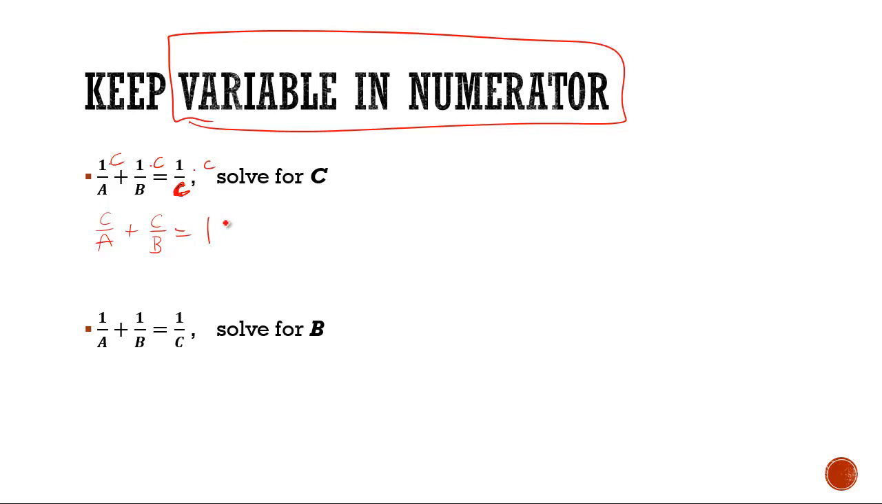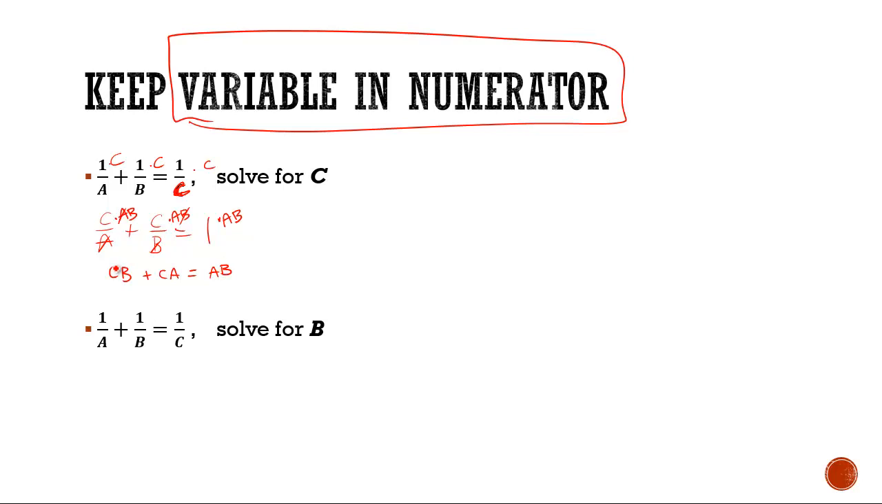Great, but now we need to get C by itself. Again, if this fraction thing is bothering you, you can actually multiply through by AB. So times AB, times AB, times AB. That's the common denominator. You could have done ABC at the beginning. So now you can see that you'd have CB plus CA equals AB.